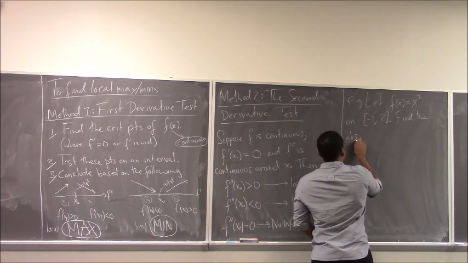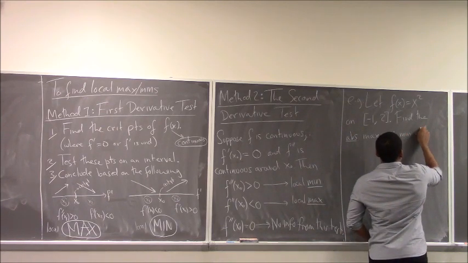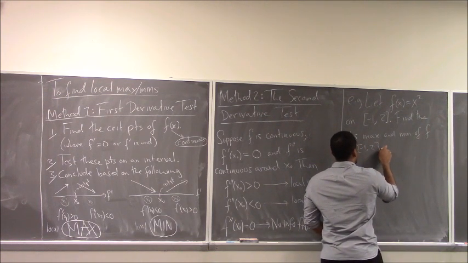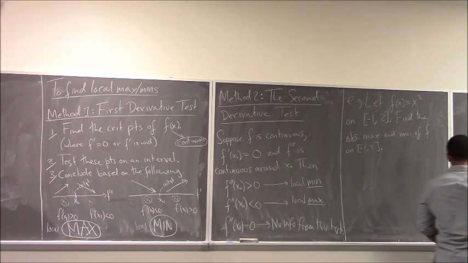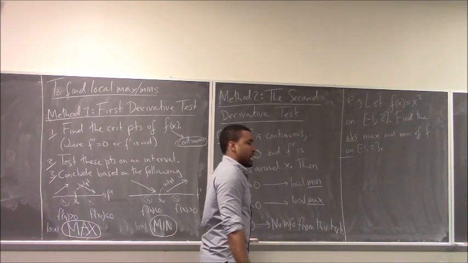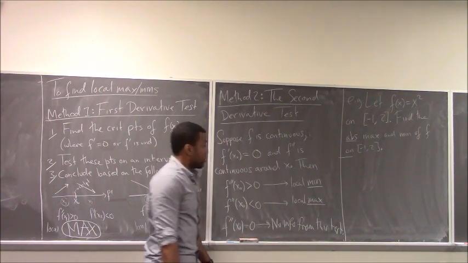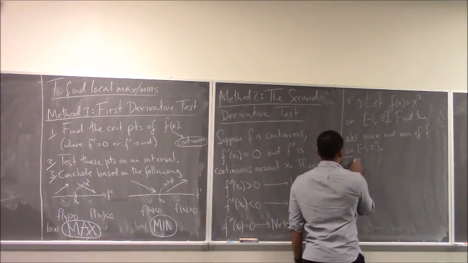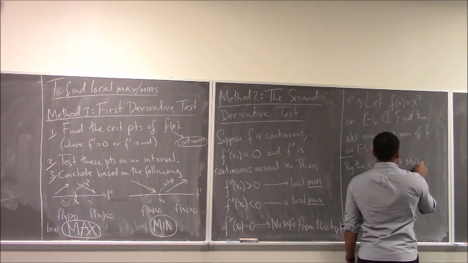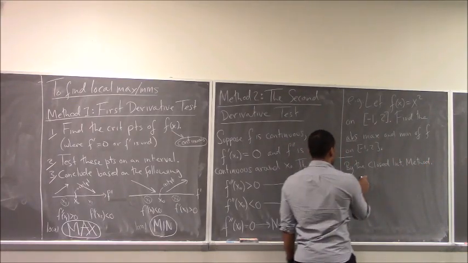Find the absolute maximum and minimum of f. So it asks about absolute. So that just means I'm going to use the closed interval method. So 1, I'm going to find the critical points and test them.